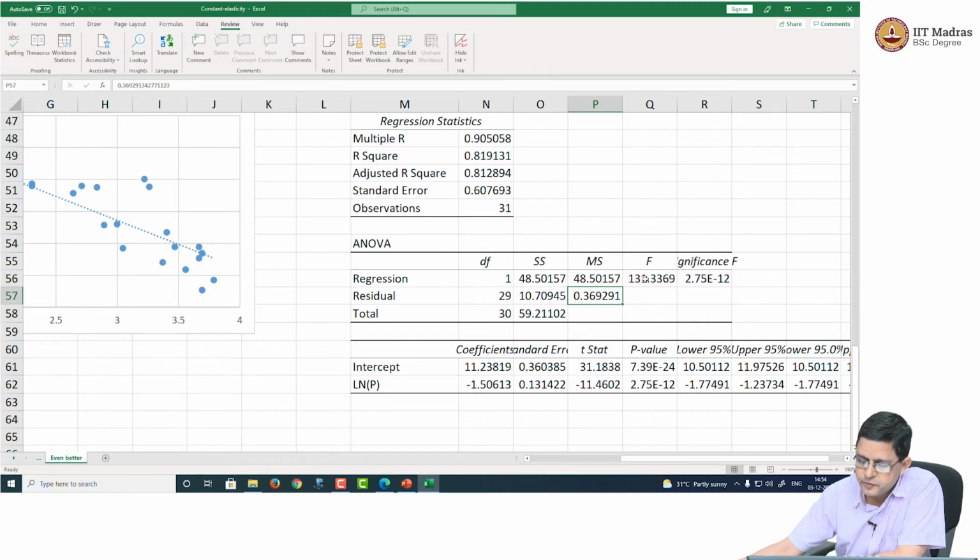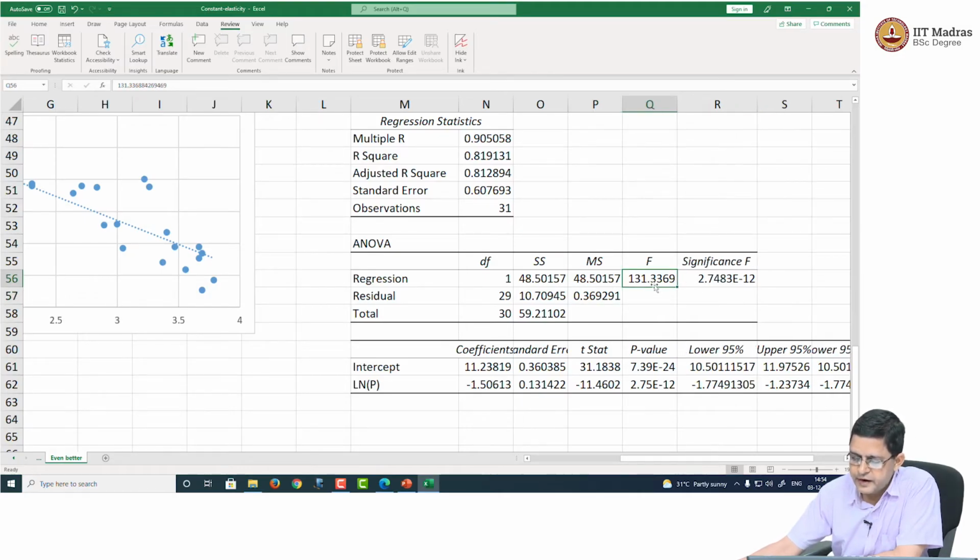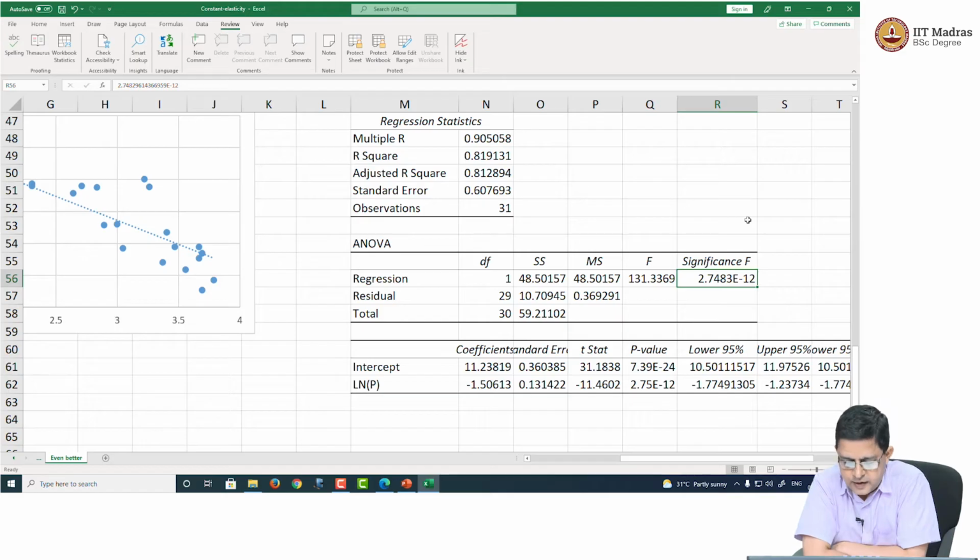48.5 divided by 0.36 is going to give me the F statistic. So this is the F statistic, and what is the hypothesis? The hypothesis we are testing using this test statistic is the overall significance of the regression. Therefore, the null hypothesis is always the no effect hypothesis. Therefore, the null hypothesis for this test is that the regression is not significant. Whatever simple linear regression model that you have tried to fit is not significant, and that is your null hypothesis. The alternate hypothesis, of course, will be that the linear regression model is significant. Now, the value under significance F is the p value for this hypothesis. The p value seems to be of the order of 10 to the power of negative 12.